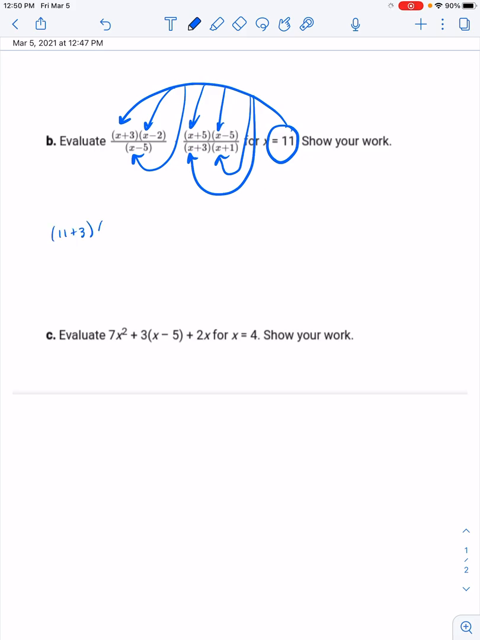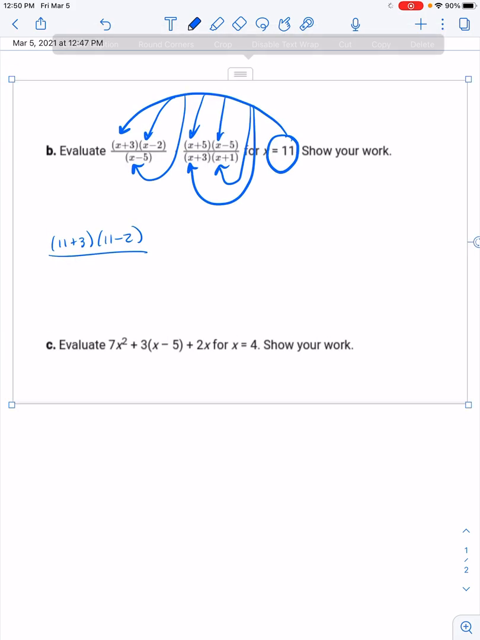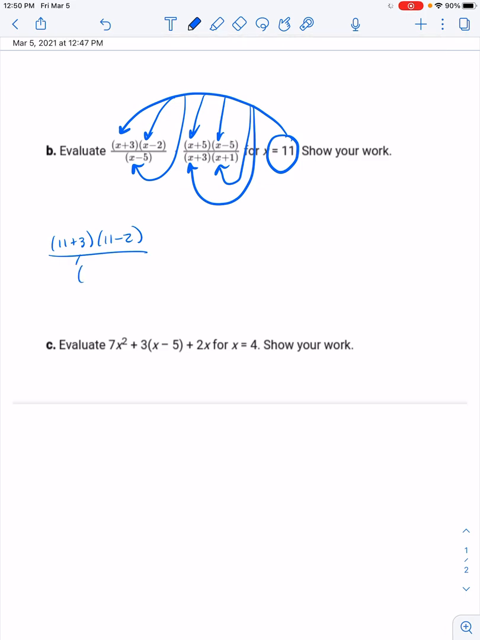So I'm going to do that. 11 plus 3, 11 minus 2. On the bottom, 11 minus 5, times 11 plus 5, 11 minus 5, all over 11 plus 3 and 11 plus 1. So that's what I would do just to keep it simple.